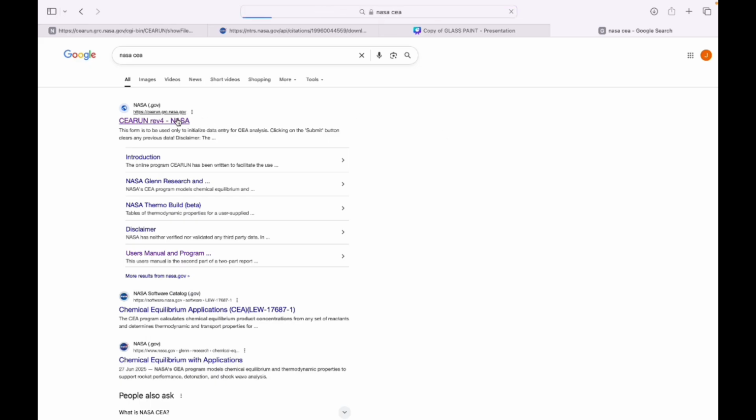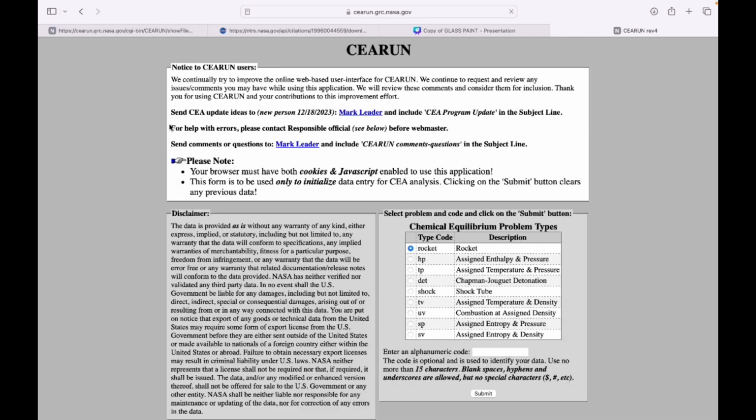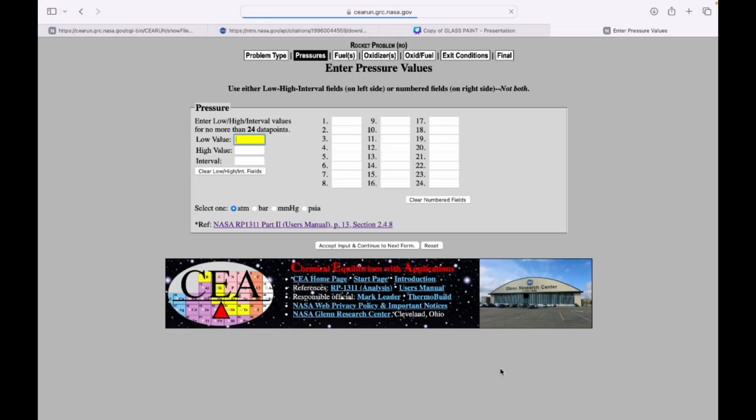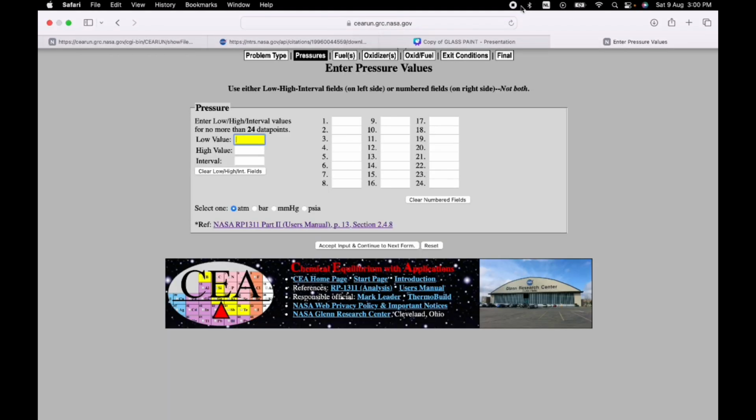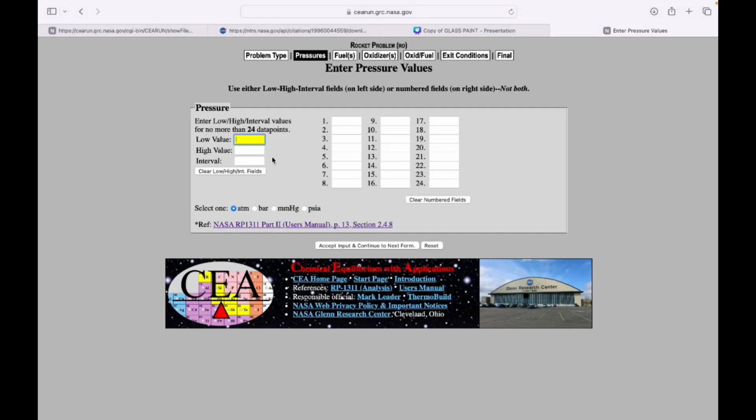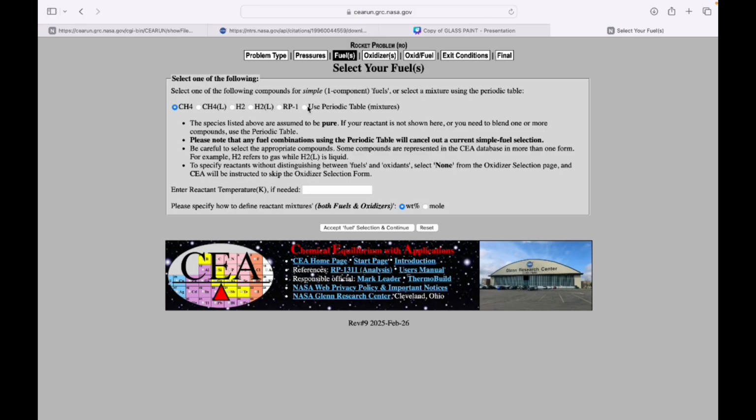So I'm trying to find a CEA solution for candy rocket. First select the rocket, then we are going to do the experiment in ambient pressure. So I'm going to give it as 1 atmospheric pressure. Then we are going to choose the fuel.